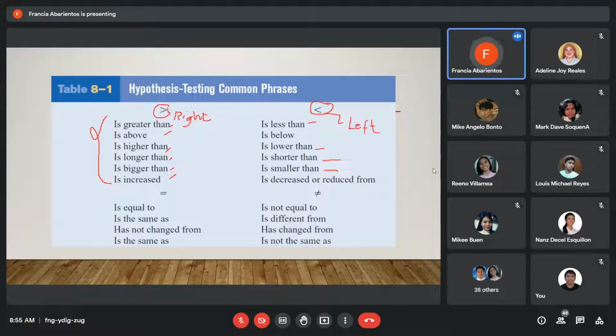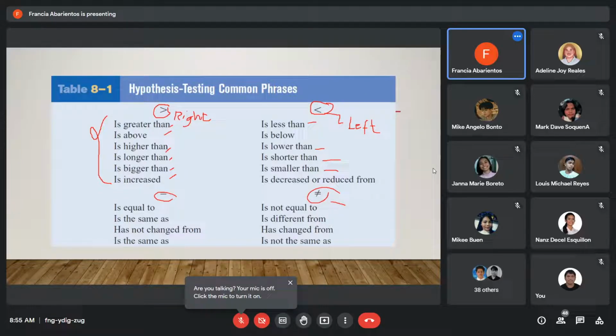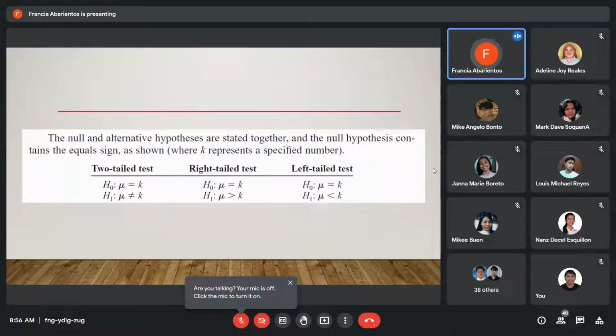Since in the problem, if it involves is equal to, the same as, has not changed from, is the same as, so that is equal. And if the problem involves not equal to, different from, has changed from, it is not the same as, so this will fall under the two-tailed test. The null and alternative hypotheses are stated together. So take note, the null hypothesis contains the equal sign as shown, where k represents a specified number.